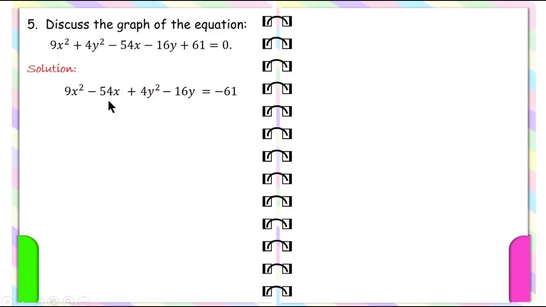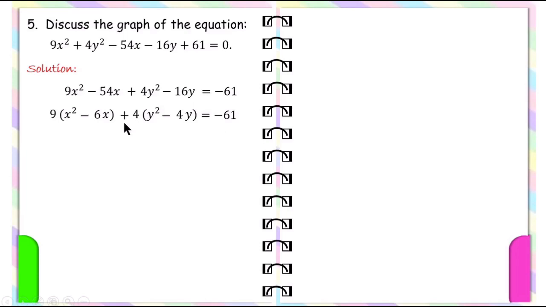Complete the square for x, but first, we should factor out 9. We have 9 times x squared. Negative 54 divided by 9 is negative 6. Copy x. For y, we factor out 4. So we have 4 times y squared. Negative 16y divided by 4 is negative 4y, equals negative 61.